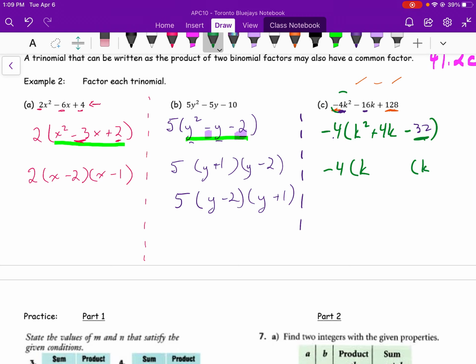And now what I notice is that my coefficient in front of the k squared is 1. Perfect, that leads to the sum product rule. What two numbers multiply to negative 32 but add to positive 4? So this tells me one number has to be negative, one number has to be positive, right? Because the product's negative. But the sum is positive 4. If you guessed it, it's these two numbers here. Anyways, now I'm done. All right, I'll talk to you guys later.